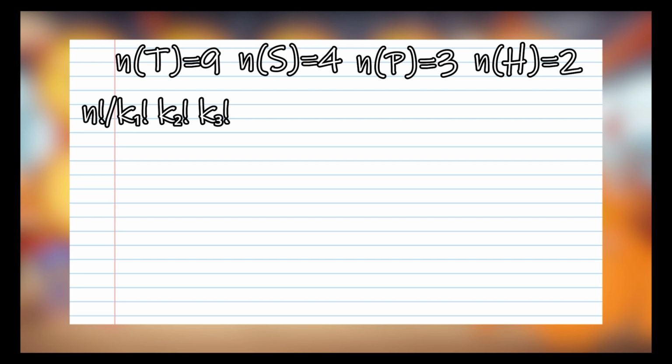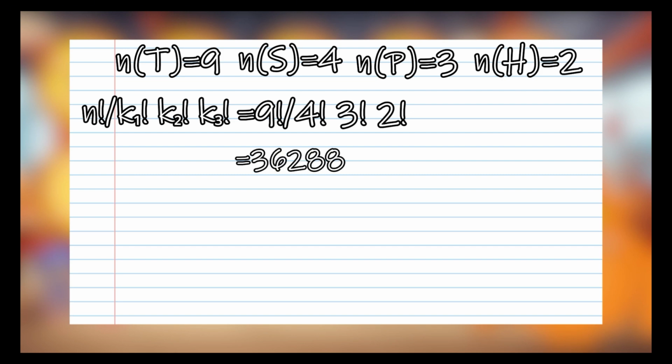Now, we will substitute the values into the formula, which is 9 factorial over 4 factorial multiplied by 3 factorial multiplied by 2 factorial. First, we will find the factorials of each term. The 9 factorial is equal to 362,880. The 4 factorial is equal to 24. The 3 factorial is equal to 6. And the 2 factorial is equal to 2. Now, we will divide it.